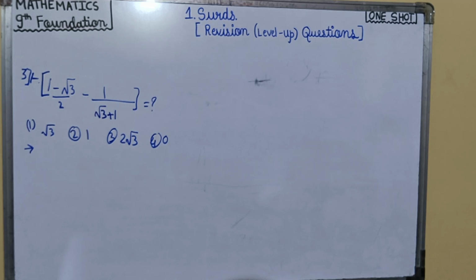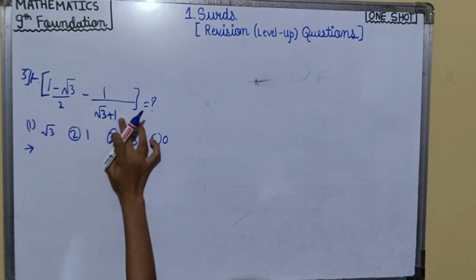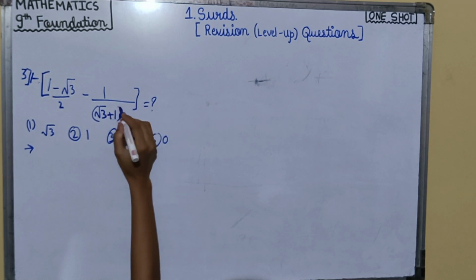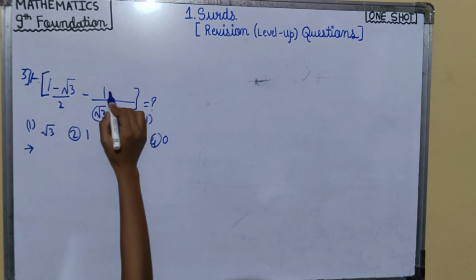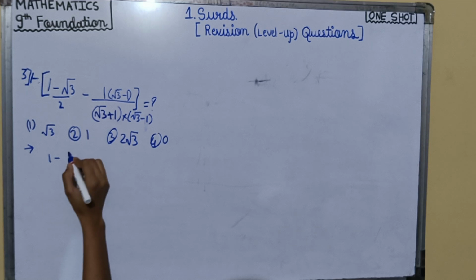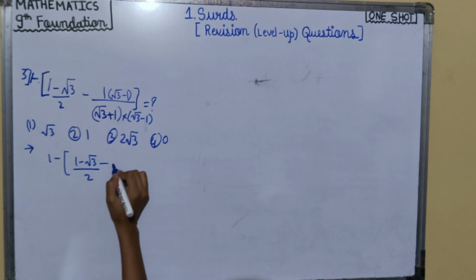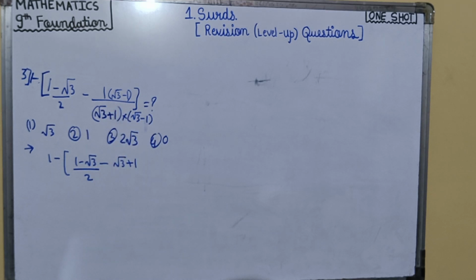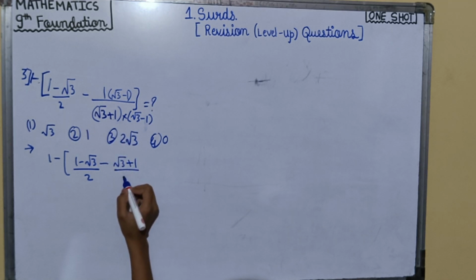So now, first of all, we'll rationalize only this term. So then we'll get the answer. And then we'll solve further. For rationalizing only this, we'll multiply it with root 3 minus 1 with both numerator and denominator. So we'll get 1 minus bracket 1 minus root 3 upon 2 minus root 3 plus 1. After simplifying, after opening the bracket, you'll get this answer upon root 3's whole square minus root 1's whole square.